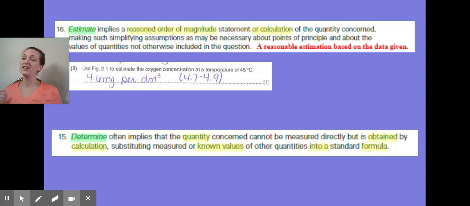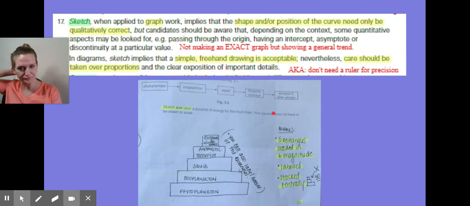Determine is also kind of synonymous with calculate or find. The quantity cannot be measured directly, but you might be able to put it into a formula. A very common example: determine the mean size of seagrass, or the mean length of seagrass, or determine the mean population size of anemones. It's going to be an average, so it's not just a standard answer, because it is an average. It is a range. It's what is in the middle. But it can be obtained by doing a calculation.